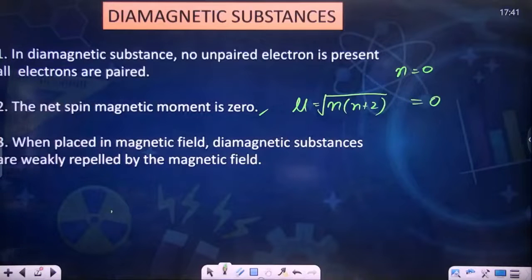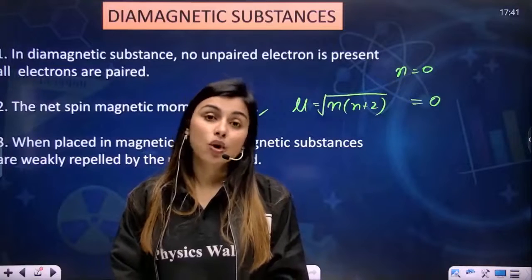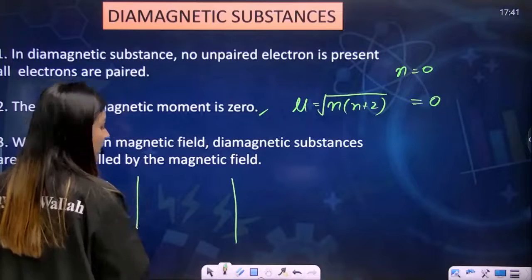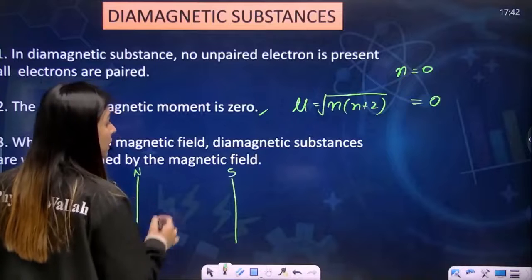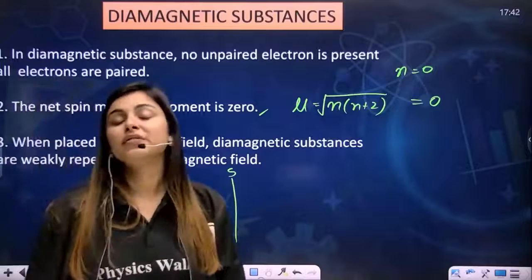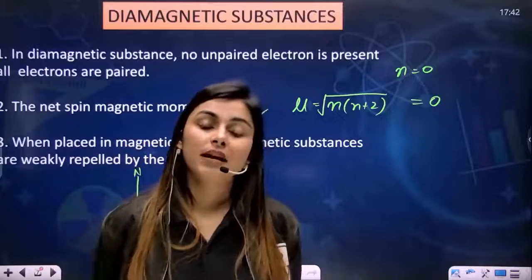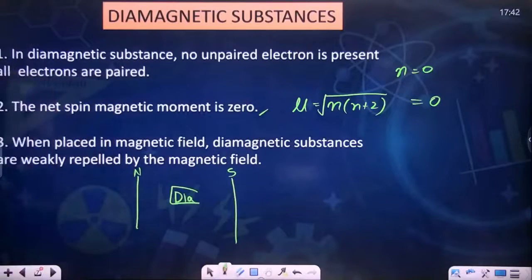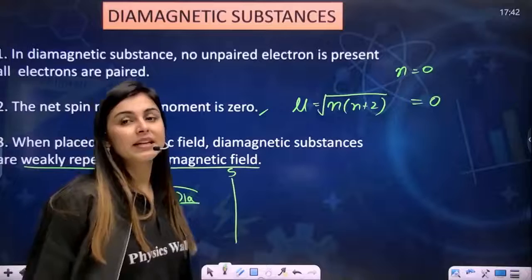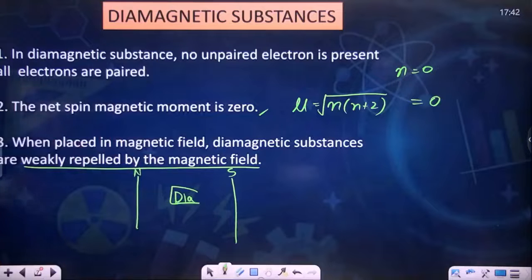Okay. Now, one more way to find out whether a substance is diamagnetic or not, what you can do is you can place it into the magnetic field. Whenever you place it into the magnetic field, my dear students, what will happen? Your diamagnetic substance will actually repel the magnetic field. It will repel the magnetic field, and this is how you can find out whether it is a diamagnetic substance or not. Okay, so when placed in a magnetic field, diamagnetic substances are weakly repelled by the magnetic field. They are weakly repelled by the magnetic field. Perfect? Yes. Please write it down, then we'll move forward.